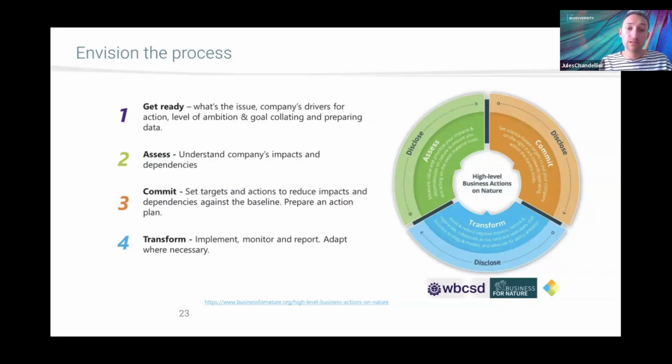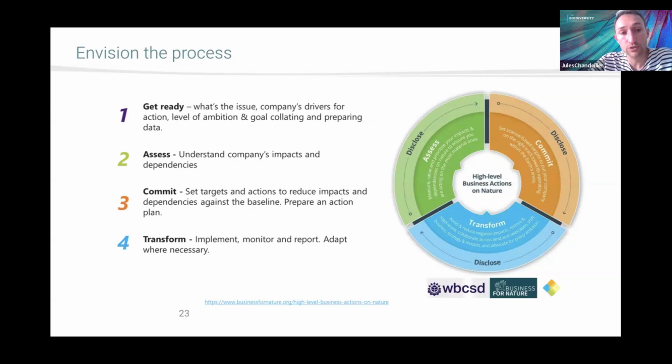You have a lot of frameworks out there that can help you understand where you need to go and how you need to think about it. So here on the right-hand side, you have one from WBCSD, which I quite like because it's one of the simplest ones, I would say, because you have a lot out there which can be really complicated. And I've tried to detail it on the left side into 4 steps.